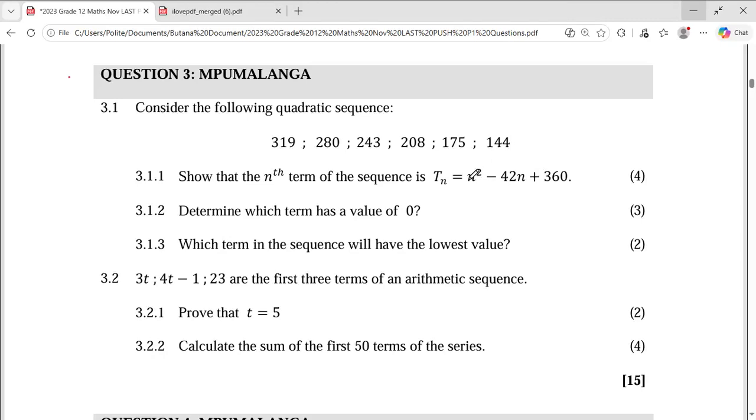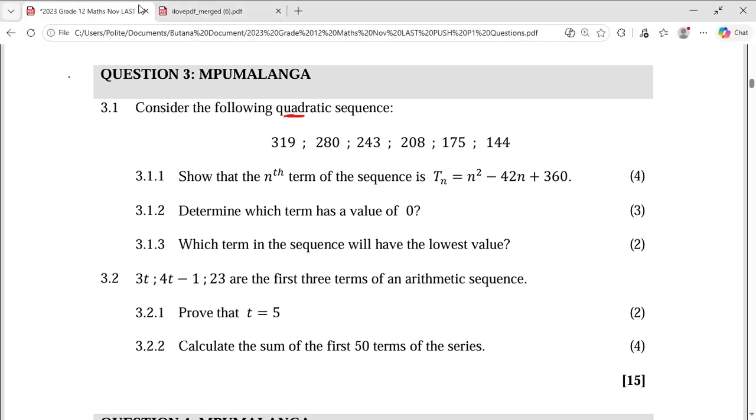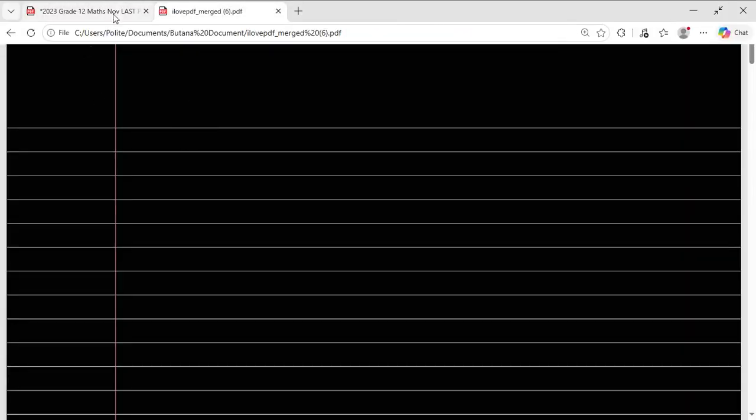Okay, so this one is from Mpumalanga. So let's look at this question, what we need to do here. So this is what we are given, and the first question says that this is a quadratic sequence, and then show that the nth term of the sequence is Tn equals n squared minus 42n plus 360. So I'll just work on that now.